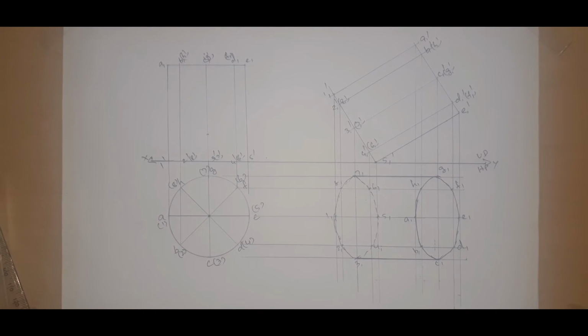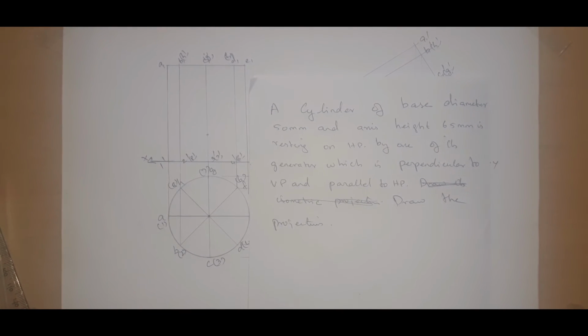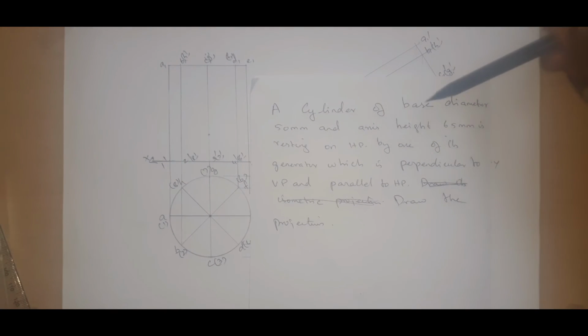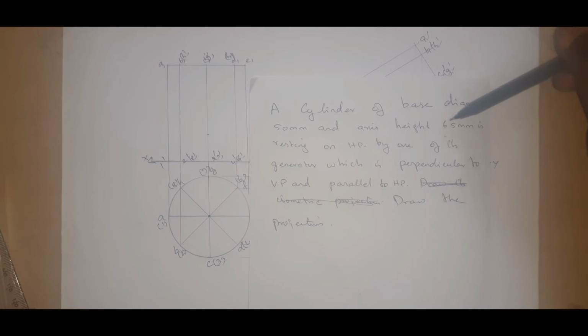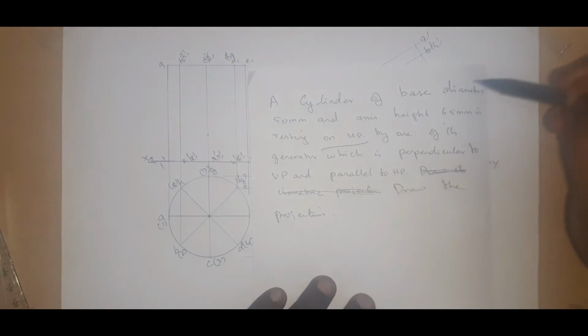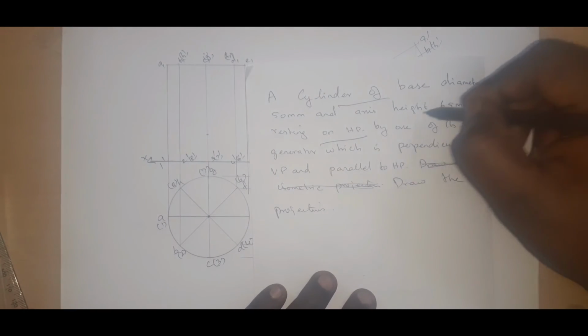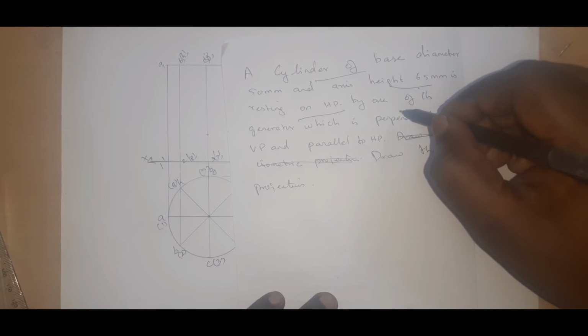Okay, so this is one kind of question. I will give you another question. Look here, another question. A cylinder of base diameter 50 mm and axis height 65 mm is resting on HP. Up to this it is okay. It is resting on HP and the cylinder dimensions are given. Now, with what it is resting, that is the important question.